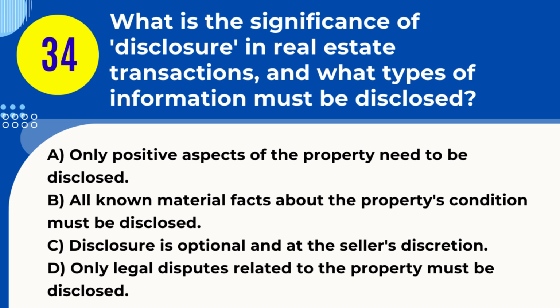Question 34. What is the significance of disclosure in real estate transactions, and what types of information must be disclosed? A. Only positive aspects of the property need to be disclosed. B. All known material facts about the property's condition must be disclosed. C. Disclosure is optional and at the seller's discretion. D. Only legal disputes related to the property must be disclosed.